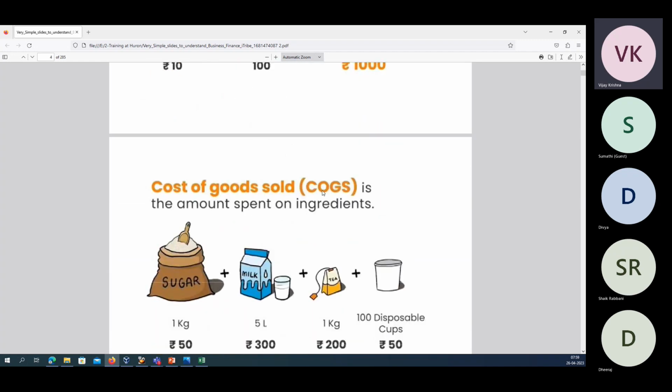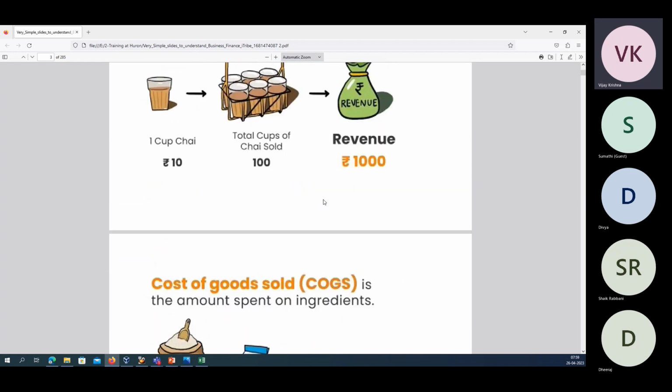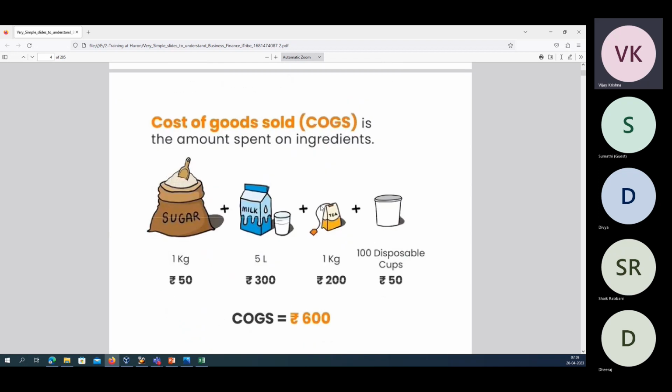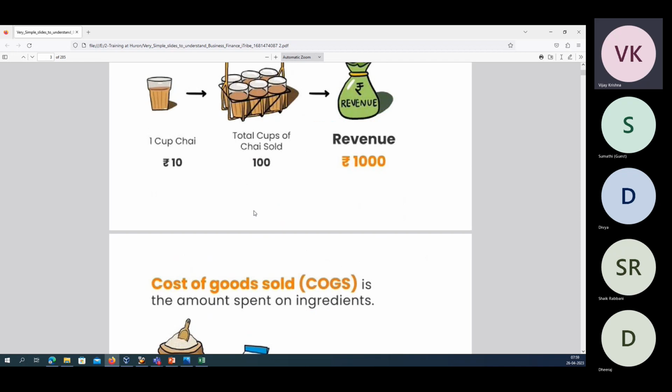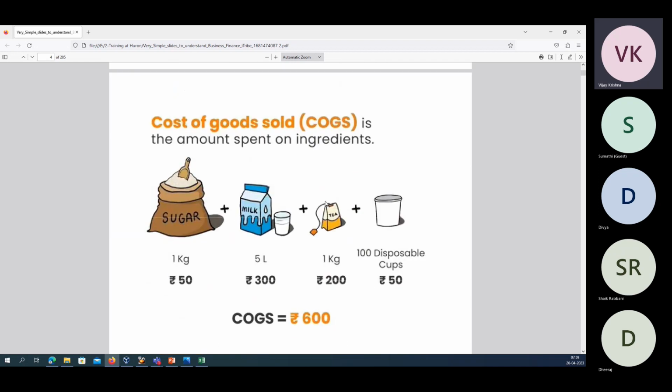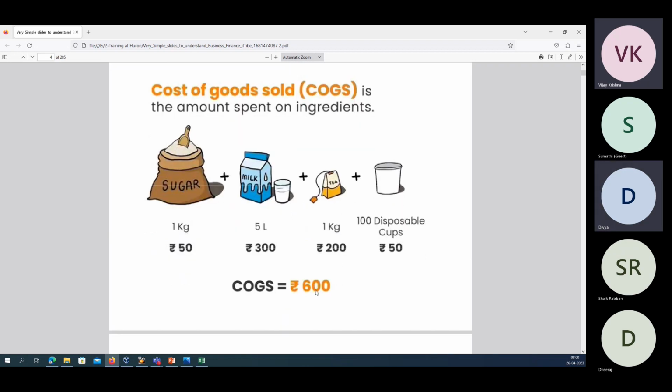So there is something called cost of goods sold. We call it COGS. COGS is anything that is spent to make that product, or that directly impacts it. Understand, anything which is happening inside the factory, any direct cost which helps you make that product, is cost of goods sold. So to make a tea, we have to use sugar, milk, tea bags, and cup disposables. The cost of 1 kg of sugar is 50 rupees, 5 liters of milk is 300 rupees, 1 kg of tea bags is 300. So your total cost of goods sold is 600.